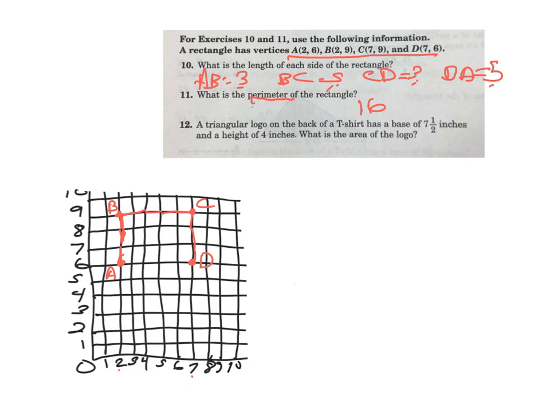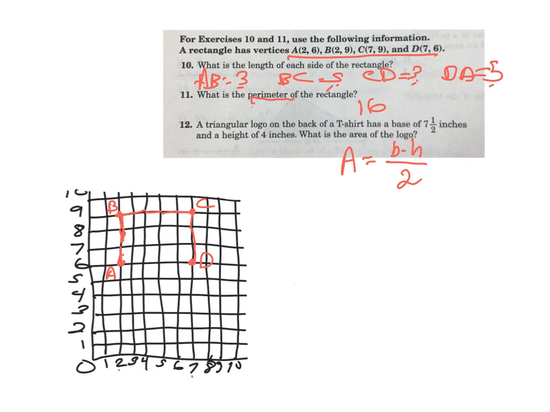All right. Let's do number 12. It's area of a triangle. I'll give you the formula, and then I want you to try it on your own. So a triangle's area equals base times height divided by 2. Go ahead and try it on your own. Pause the video, and then come back.